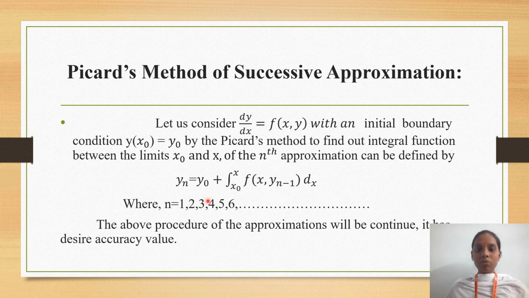y n is equal to y naught plus the integral from x naught to x of f of x comma y to the power n minus 1 into dx, where n is equal to 1, 2, 3, 4 and so on. The above procedure will be continued until it reaches the desired accuracy.